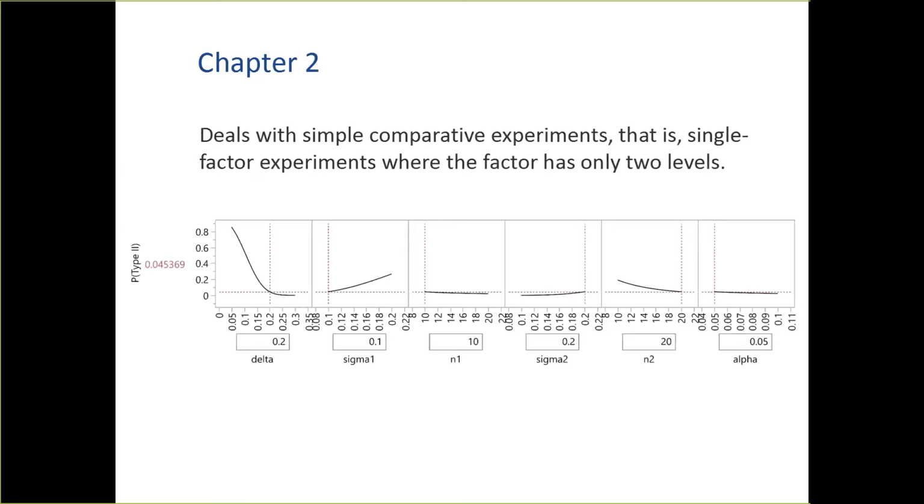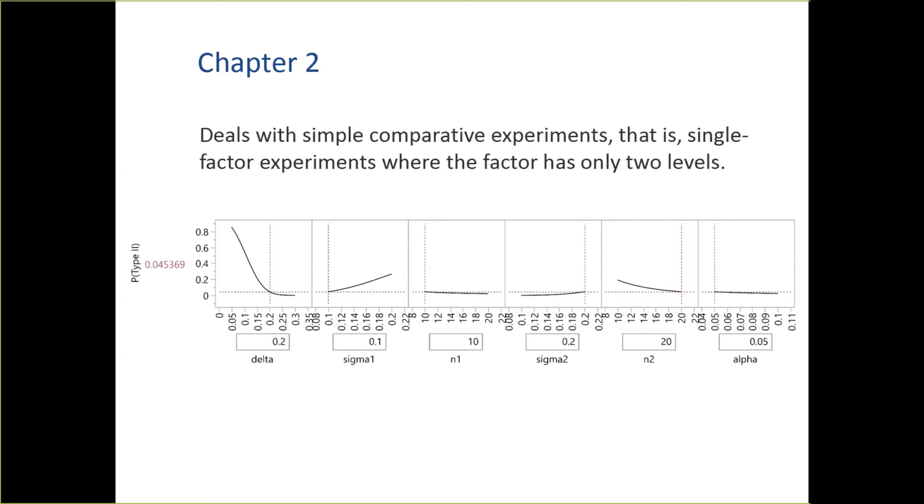Chapter 2 talks about what we call simple comparative experiments. That is a single factor, and the factor only has 2 levels, a low and a high. And many of you will recognize that the 2-sample t-test is a classic method for analyzing this kind of data, and we introduce this technique in that context.